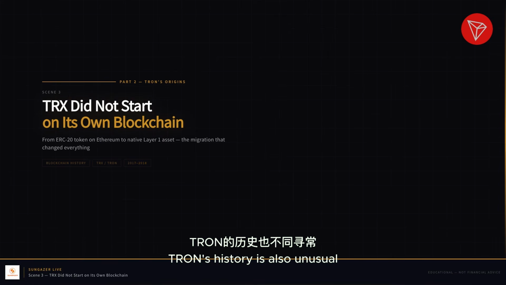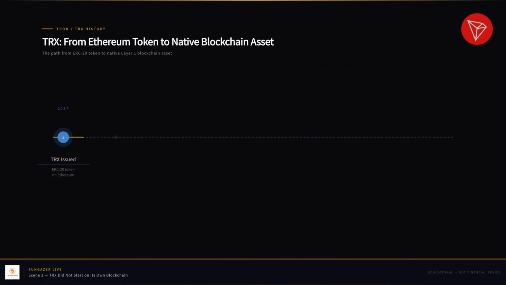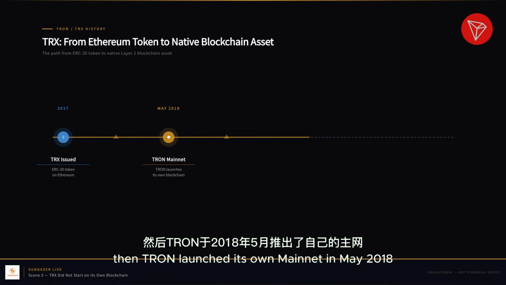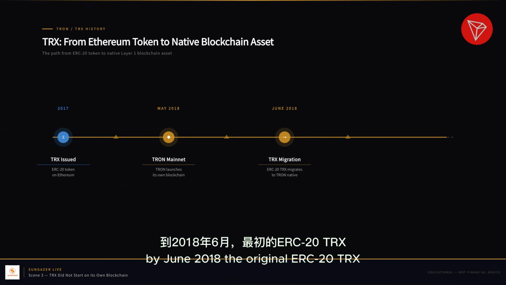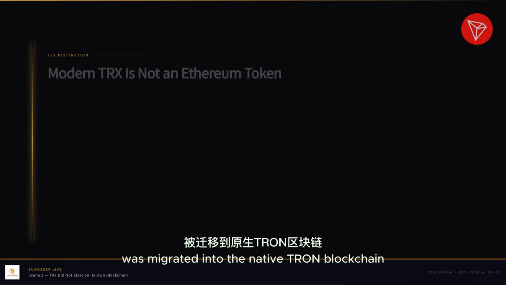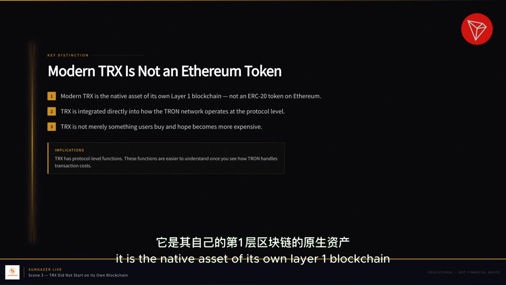TRON's history is also unusual. The project was established in 2017. TRX itself originally existed as an ERC20 token on Ethereum. Then TRON launched its own mainnet in May 2018. By June 2018, the original ERC20 TRX was migrated into the native TRON blockchain. That means modern TRX is not simply another token running on Ethereum. It is the native asset of its own Layer 1 blockchain.